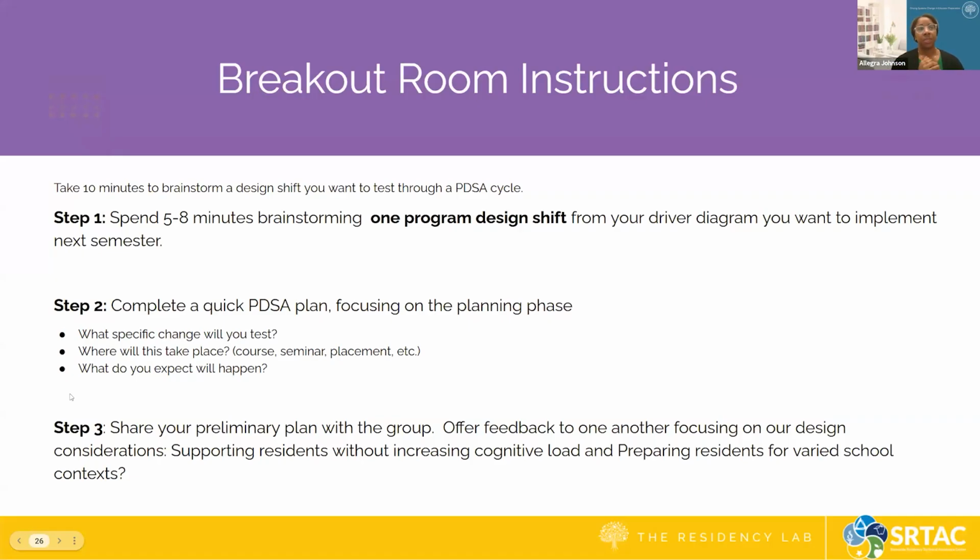And so once you're in your breakout room, please take a couple of minutes to silently brainstorm about one program design shift that you would like to think about for next semester. You are not going to have time to brainstorm through all of this, but just think generally, what is a specific change that you would like to test? Where would you like to see this take place? Is it in coursework, seminar, or placement? And what would you expect to have happen? Then begin to articulate that to one another so that you can get feedback and support in refining your idea and thinking about how you might take this back to your larger teams. So again, you can start to get traction on these shifts that you want to make.